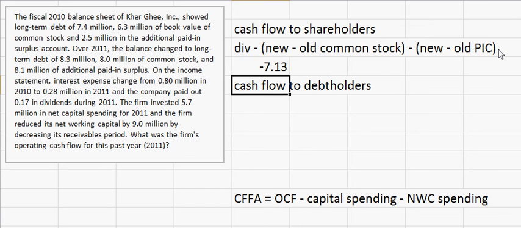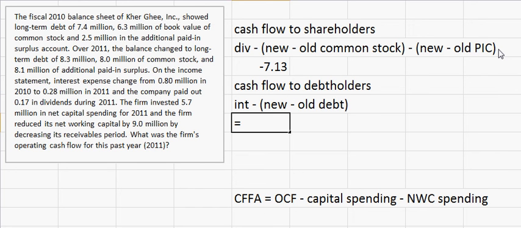Now that's going to net out to 7.13 for this problem. So it's just an application of the cash flow to shareholders formula. Cash flow to debt holders looks very similar. Instead of dividends, you have interest. And there's no version of paid-in capital for debt, so we only have new minus old debt.